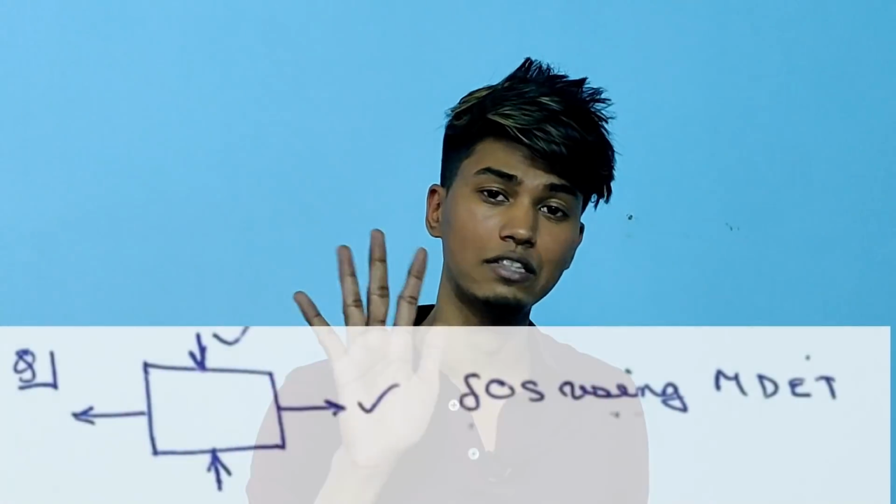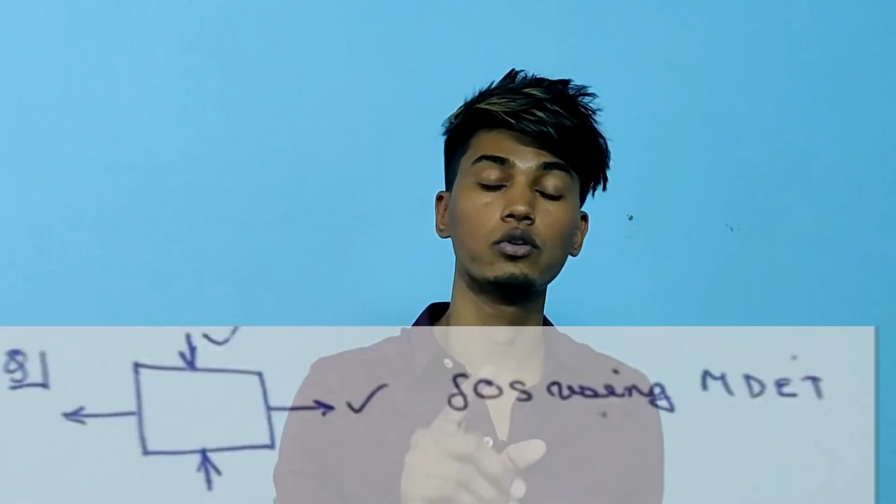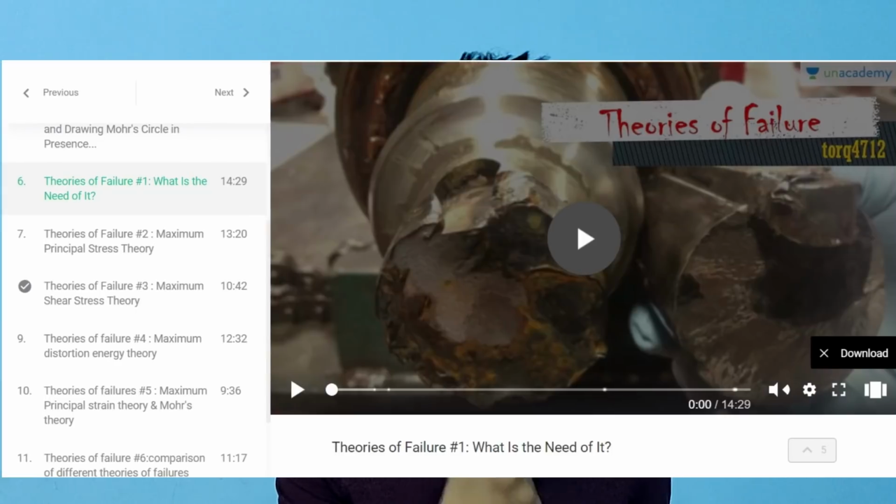Other than that, a lot of questions were there from theories of failure, a very important chapter: maximum distortion energy theory, total strain energy theory. You should know at least all 5 theories of failure. If you do not have a very good idea, go through my 2 or 3 lectures on theories of failure. It will just take you less than an hour. It is present on Unacademy, so click on the link down in the description box and go through it. Theories of failure is very important. At least 3 or 4 questions will be solved from this part.